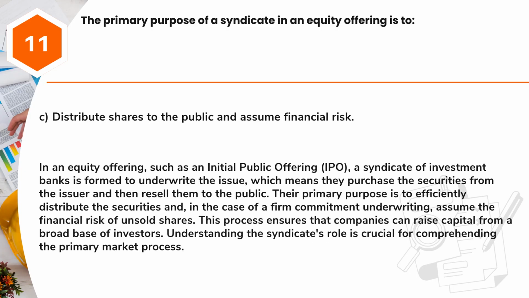Answer: C. Distribute shares to the public and assume financial risk. In an equity offering, such as an initial public offering, IPO, a syndicate of investment banks is formed to underwrite the issue, which means they purchase the securities from the issuer and then resell them to the public. Their primary purpose is to efficiently distribute the securities and, in the case of a firm commitment underwriting, assume the financial risk of unsold shares. This process ensures that companies can raise capital from a broad base of investors. Understanding the syndicate's role is crucial for comprehending the primary market process.